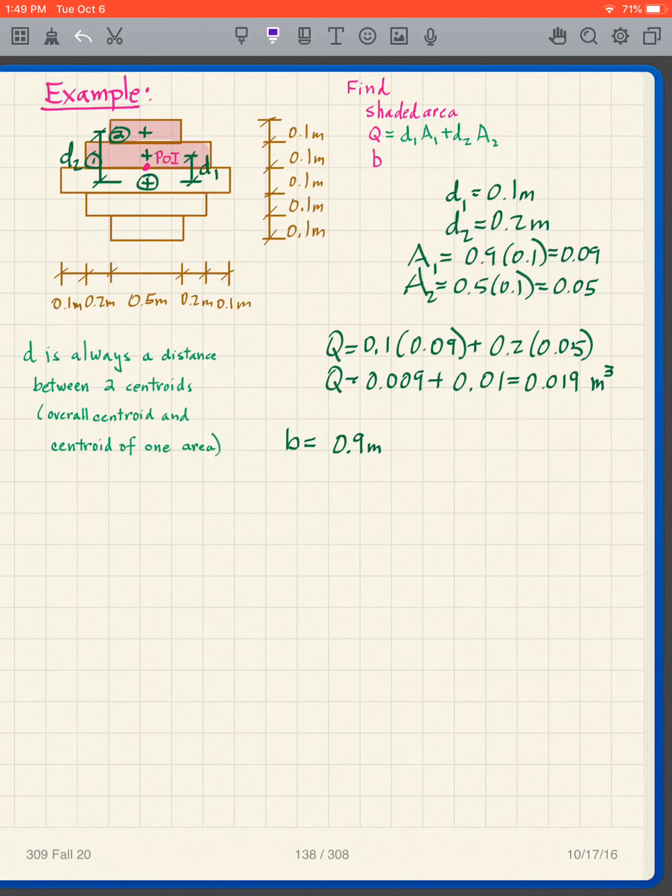And the next thing is, what is B? Well, I get B of 0.9 meters. Why? Notice it's the width at the point of interest. Now, the problem here is that I have two widths at the point of interest because the point of interest is right at the interface. So one width is 0.9 meters. The other width is 1.1 meters.